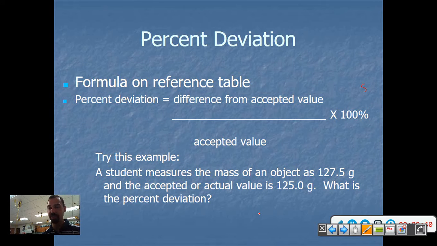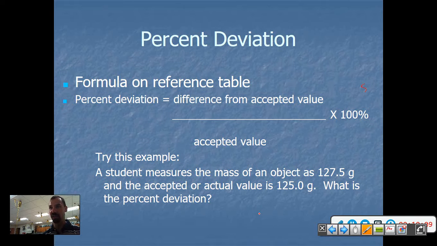Percent deviation is equal to the difference from accepted. You subtract your experimental and accepted values and take the absolute value, so you keep the number positive. Then divide by the accepted value, and then multiply times 100%. The reason for times 100% is that you're going to end up with a percent as your final unit.